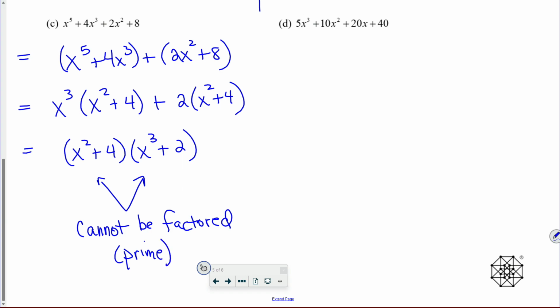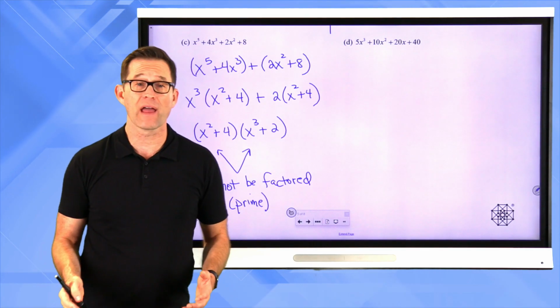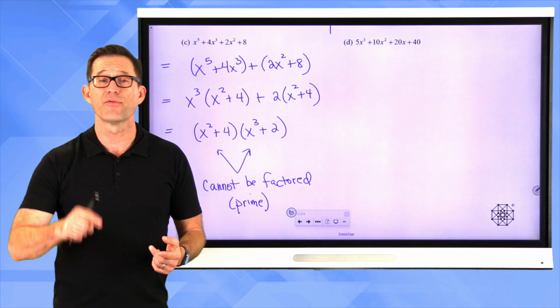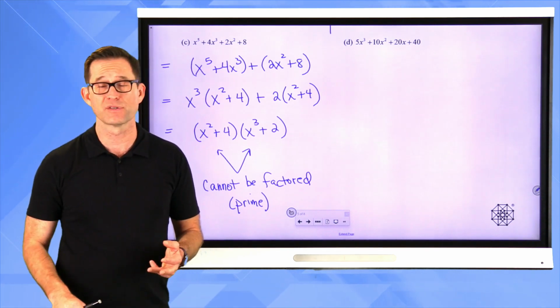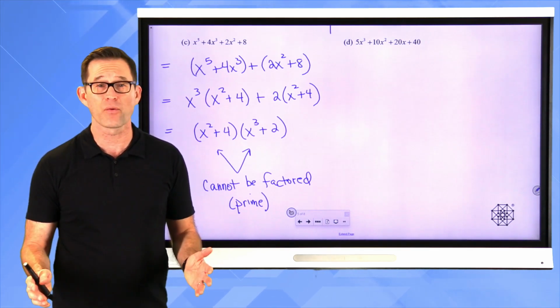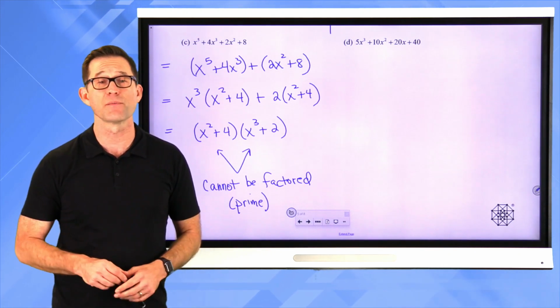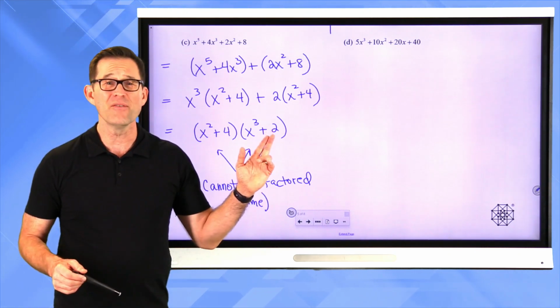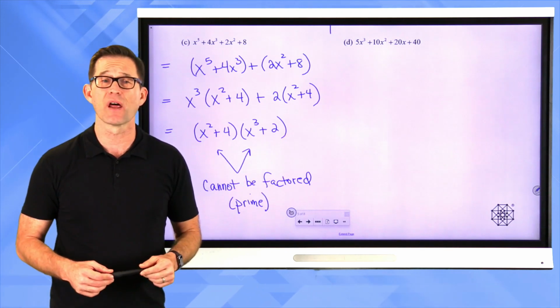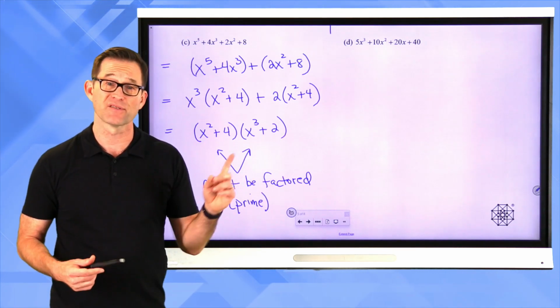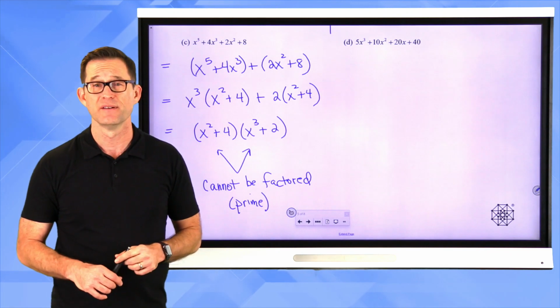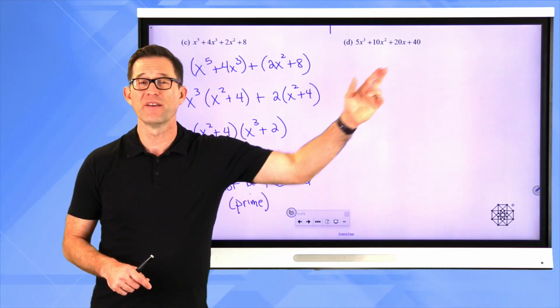And just think of it this way, they don't fall into any of our categories. They're not GCF, they're not trinomial, they're not the difference of perfect squares. That's all we got right now. Eventually in this course, we're going to have something called the sum and the difference of perfect cubes, but even that one doesn't fall into that because 2 is not a perfect cube. X cubed is, but 2 isn't. All right, why don't you go ahead and try letter D?